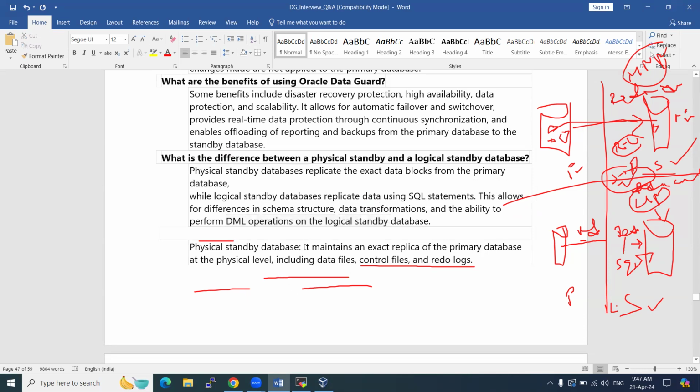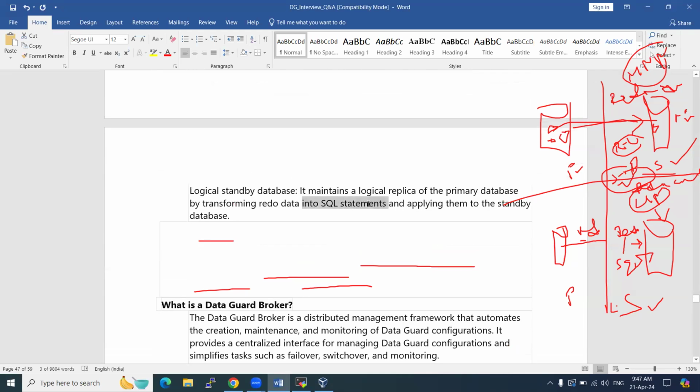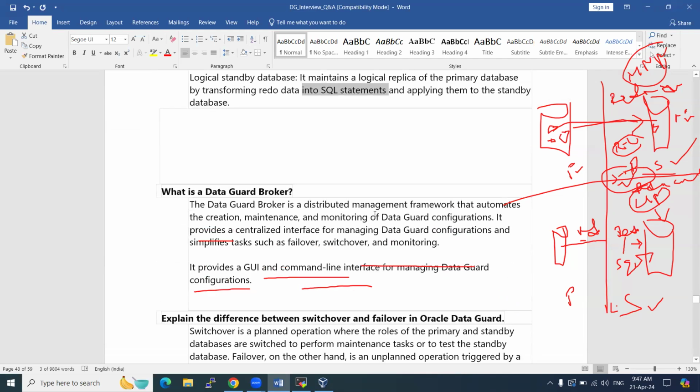And moreover, if you want more details, see here. A physical standby database maintains the exact replica of your primary at the physical level, including the data files, control file, and redo log files. You can answer this question this way, that is also fine. And logical maintains SQL statements. It is not an exact copy of your primary. It applies the SQLs.